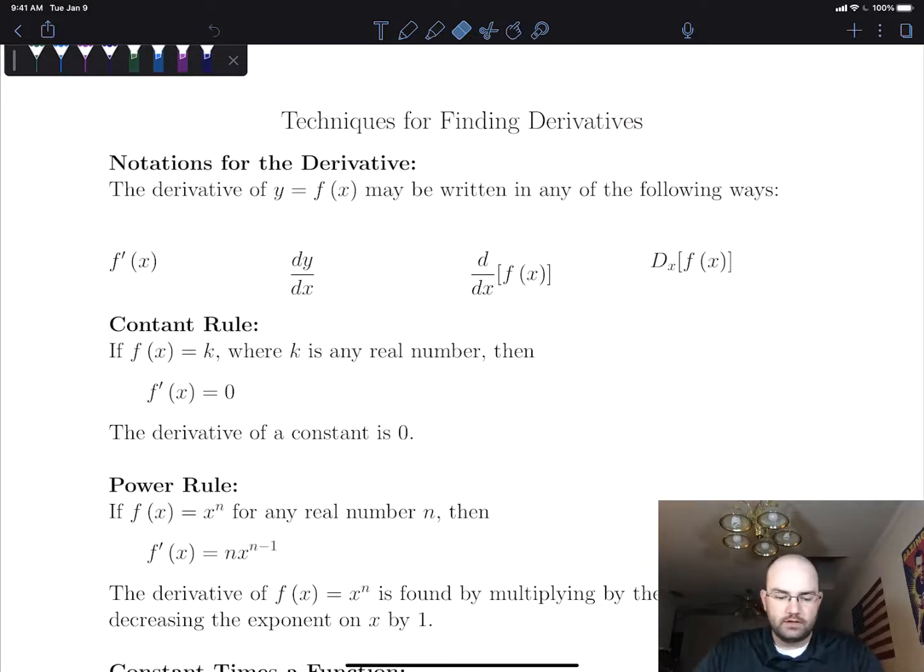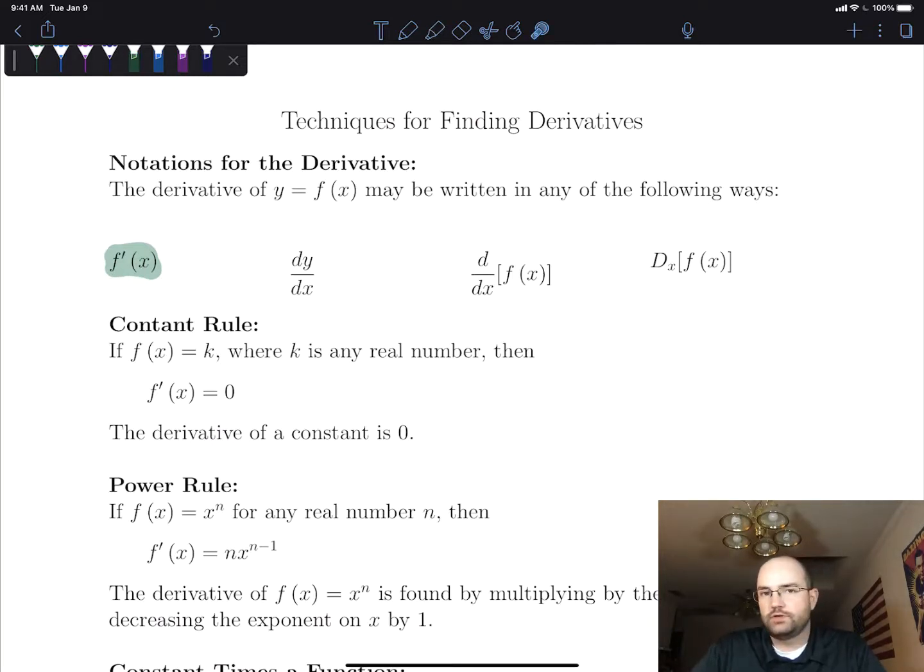Hello. In this video, we're going to look at techniques for finding derivatives. First, we're going to look at some notations. So the derivative of y equals f of x may be written in any of the following ways. You've already seen this one before. You've seen f prime of x. That just means the derivative of f with respect to x.